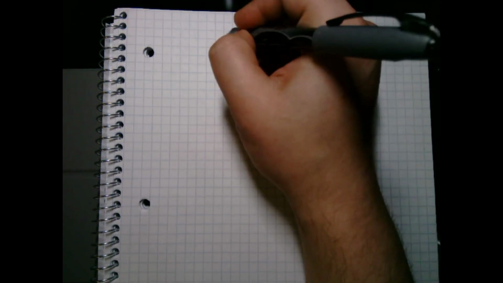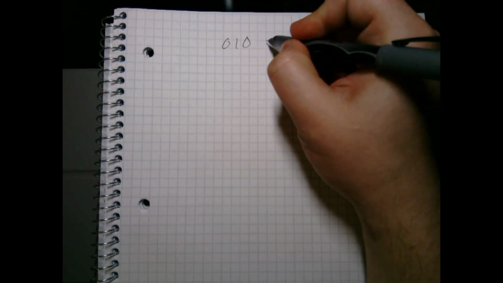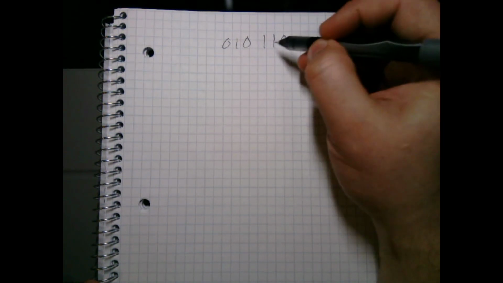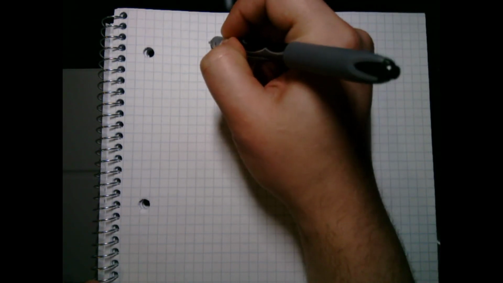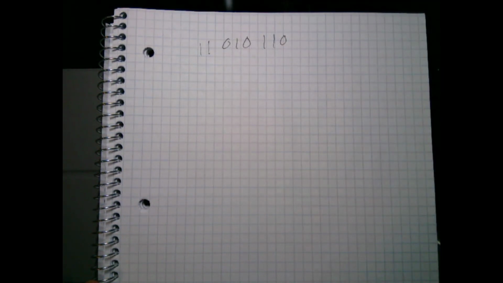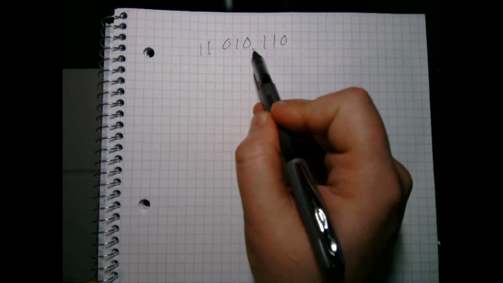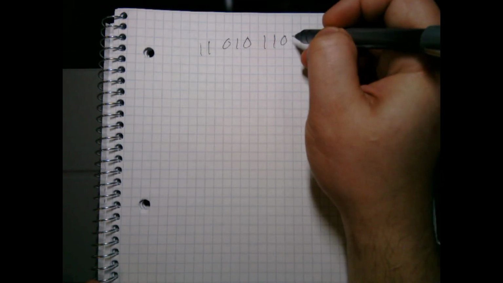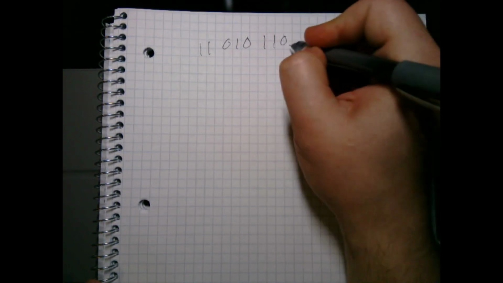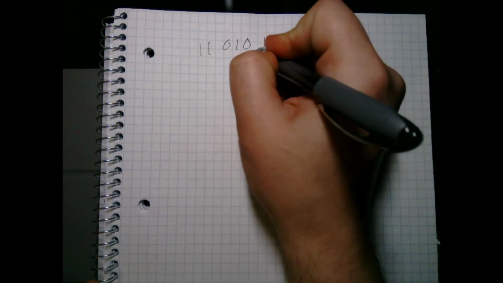Let's say our binary number is 010110. Well, to convert this to octal, all we really need to do is group these in groups of 3. And actually, let me just add on a 1 to the beginning of that. So the whole number is 11010110. We start on the right side and we group everything in 3s. So we'll group this together, we'll group this together.